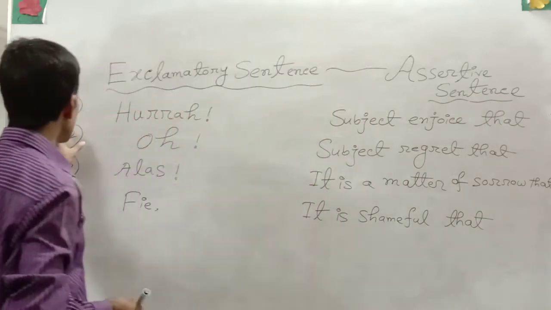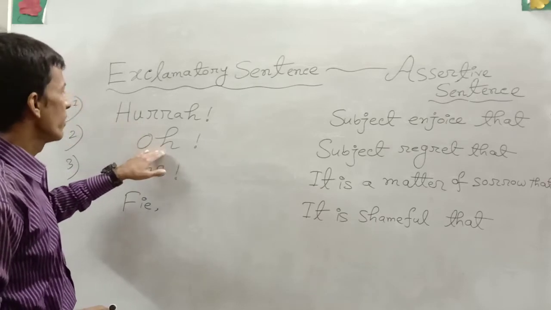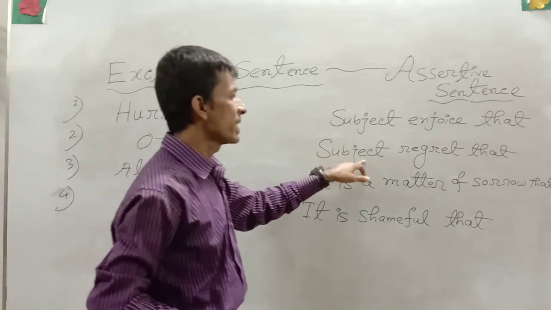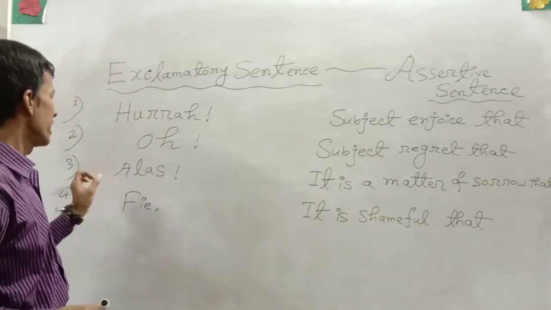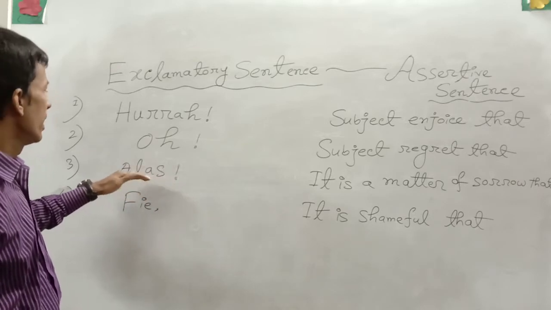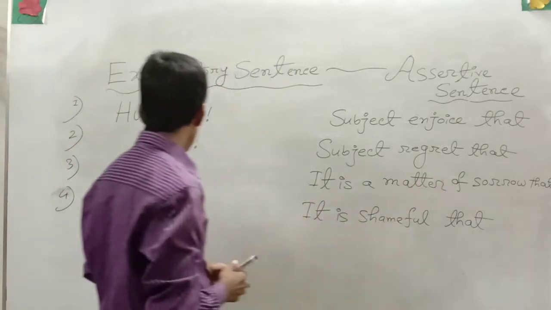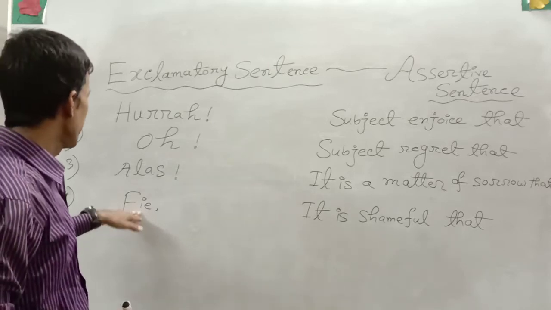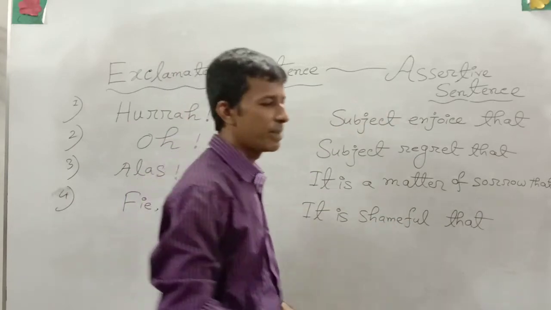After that, in the second example, second structure, you are seeing that, oh, another type of interjection. This is the salient feature of exclamatory sentence. And you will also write subject regret that, finding oh in the starting of the exclamatory sentence. In the third structure, alas is written. If you find that alas is the rudiment or beginning of the exclamatory sentence, you will have to write it's a matter of sorrow that. And at last, fie expresses the speaker's wrath or the speaker's negligence. It is shameful that will have to be written in the starting of assertive sentence.